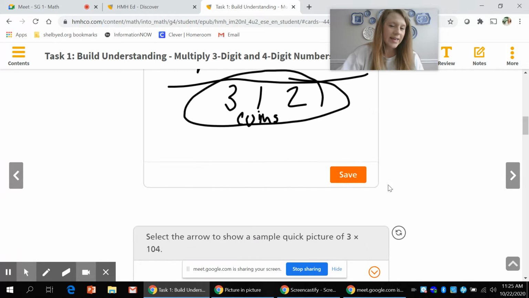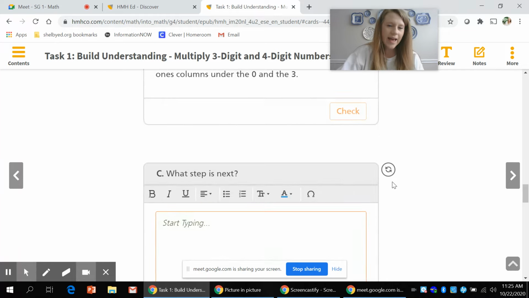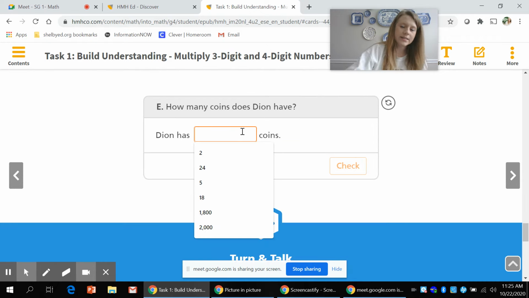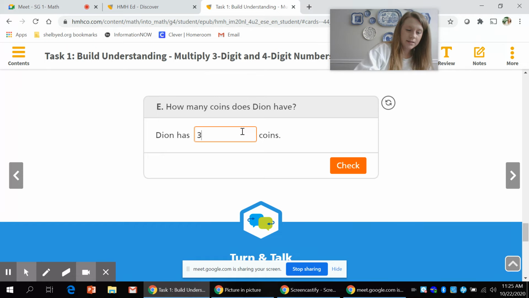So on E, it says Dion has how many coins? 312 coins. 312 coins. Good. No, you can skip B, C, and D.